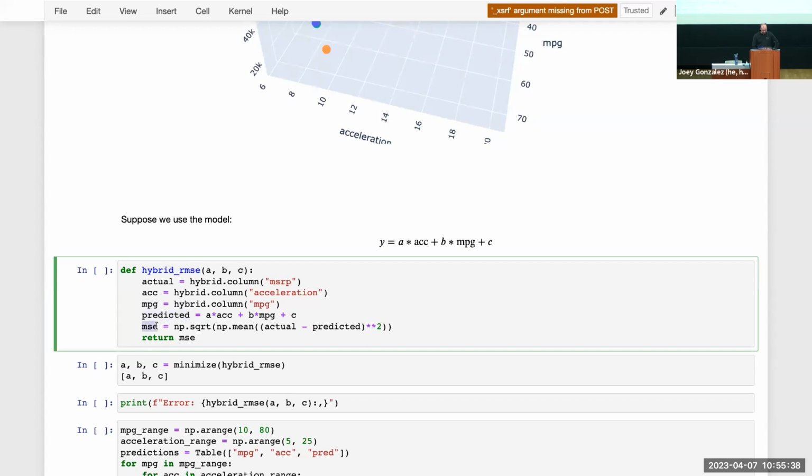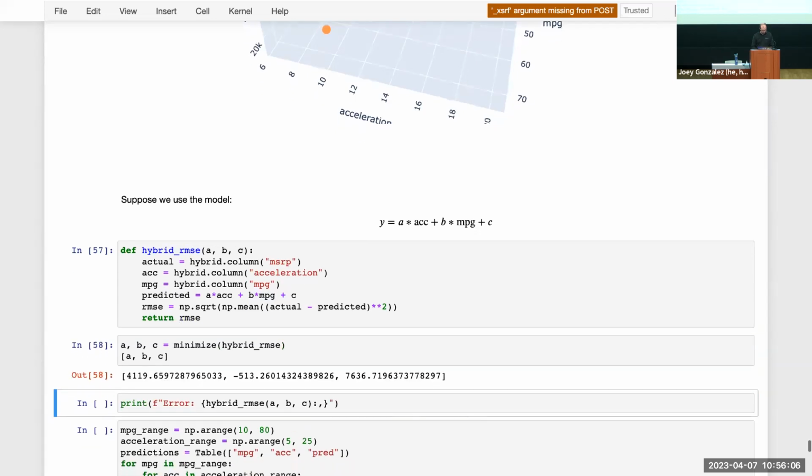And then my error is going to be mean squared error. Let's get rid of the square root. I don't want a square root here. Oh, actually, I called this RMSE, so let's make this RMSE. Okay. So this is hybrid RMSE. So I'm taking the square root of the mean of the actual minus predicted. I haven't done anything different. The only thing I've changed here is I've added an extra variable, miles per gallon, and I gave it an extra slope, right? Same as we were doing before.